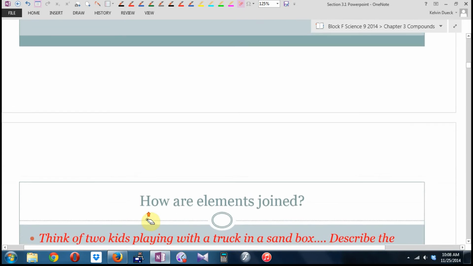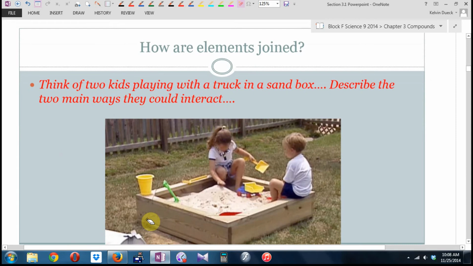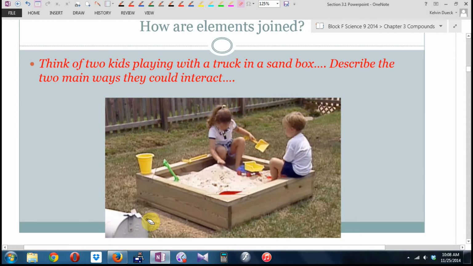How are elements joined? This is the important part of this. And so I want you to imagine that there are 2 kids and they're playing with a truck in a sandbox. What are the 2 main ways that they could interact with that toy truck? There are 2 words. And this, depending on which one you think of first, tells me a lot about your personality. The first word is mine! And that would lead to conflict and argument. But that's you can't play with my truck. What would a better way to play be? Share.